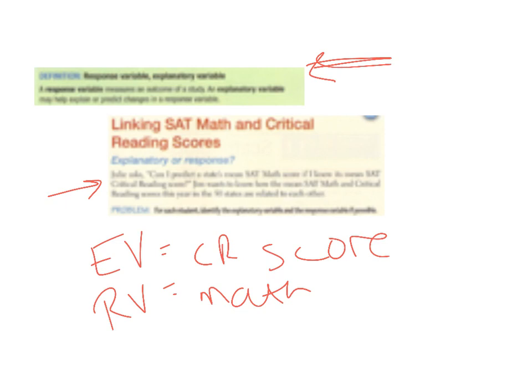Whereas Jim just wants to look at the relationship between the two. So he has not set aside that one particular variable affects the other. So for Jim, there is no clear explanatory or response variable. He is just looking to see if there is a relationship.